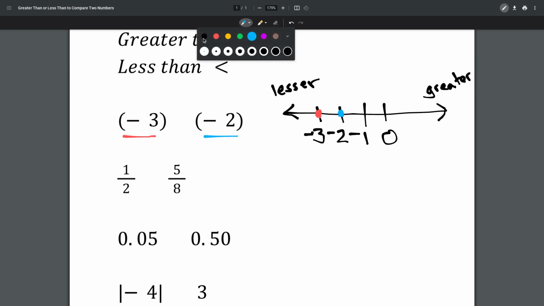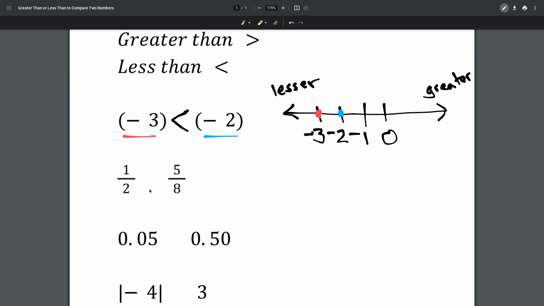So if I want to write the less than sign, I'm going to write it like this. -3 is less than -2. Another way some people think about this is they think of this symbol here as, say, a mouth, having the mouth open, trying to eat the larger number. And that might work for you. If that works for you, cool. Do it that way.